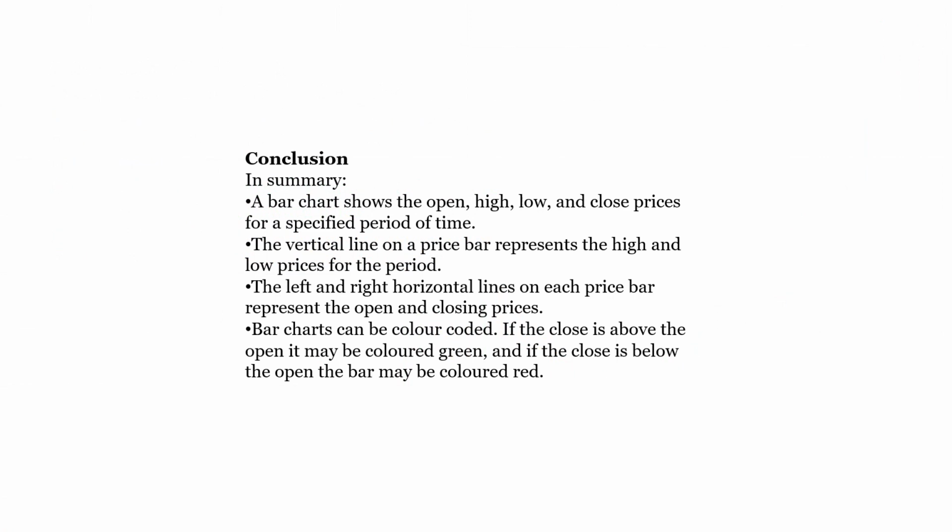In summary, a bar chart shows the open, high, low, and close prices for a specified period of time. The vertical line on a price bar represents the high and low prices for the period. The left and right horizontal lines on each price bar represent the open and closing prices. Bar charts can be color coded. If the close is above the open, it may be colored green, and if the close is below the open, the bar may be colored red.